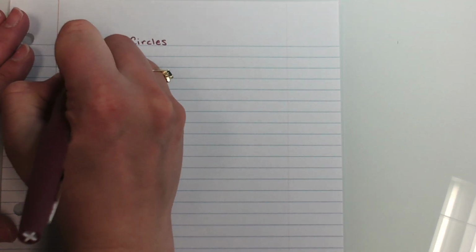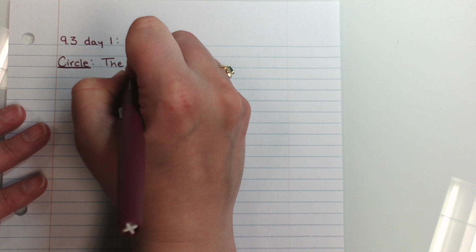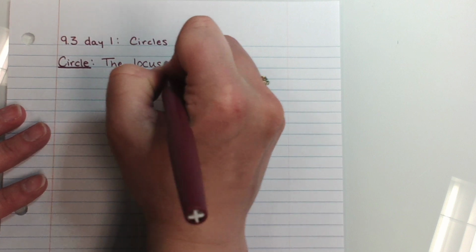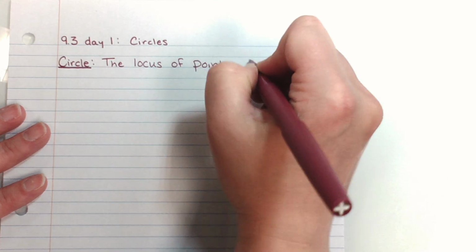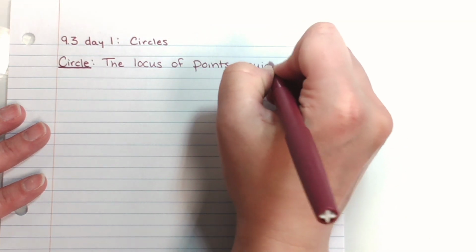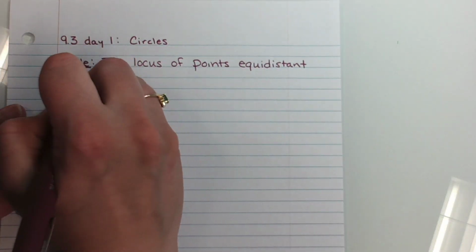Now, a circle has a couple different definitions. The definition you've worked with in the past is that it's the set of all points equidistant from a given point. The current definition is similar, but oftentimes with conic sections, they talk about the locus of points equidistant from a given point in a plane.